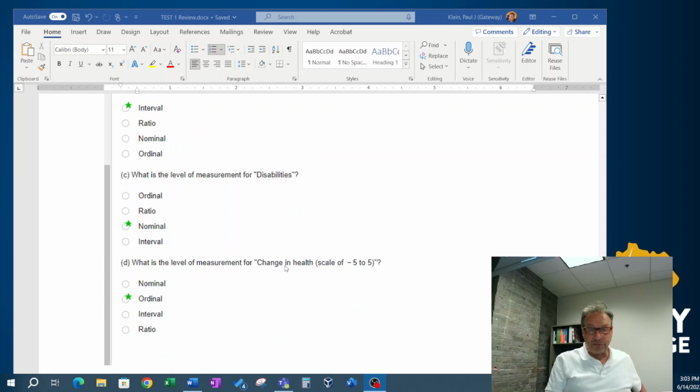What's the level of measurement for change in health? Scale -5 to 5. Again, that's ordinal because the numbers don't really mean anything. Change in health -5, that's less than -4, but the 5 itself doesn't mean anything, right? So that's ordinal. There is order.